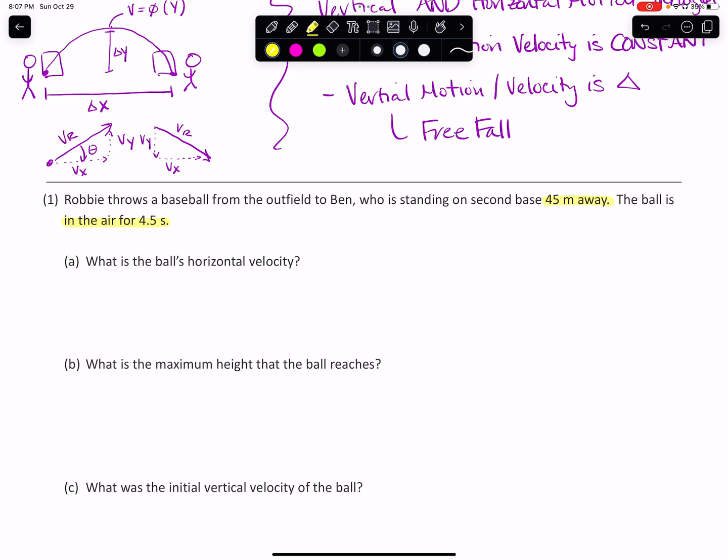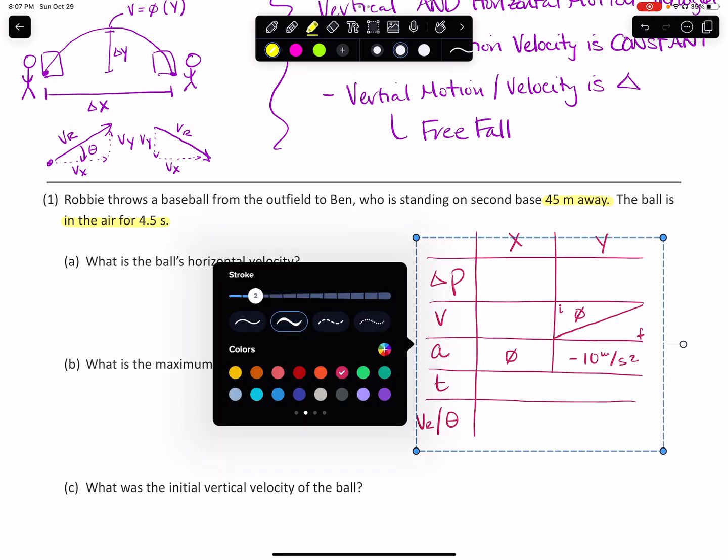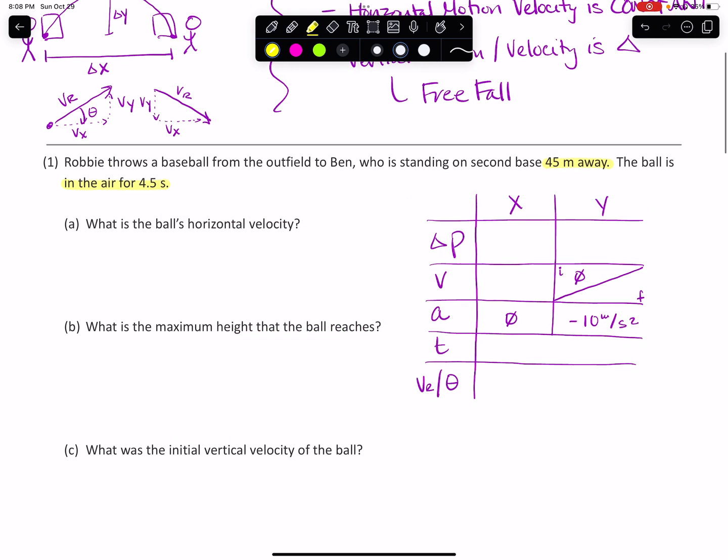As we saw in some of the other videos we have done, I like to do these with a little organizer. This time, I can't make the assumption that the initial vertical velocity is 0, because it isn't. So let's see what we know. Ben is standing 45 meters away, so that's my change in position horizontally, and the ball is in the air for a total of 4.5 seconds.